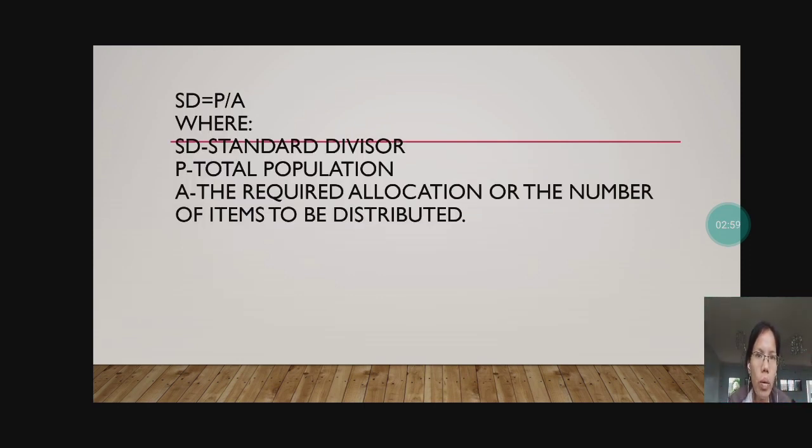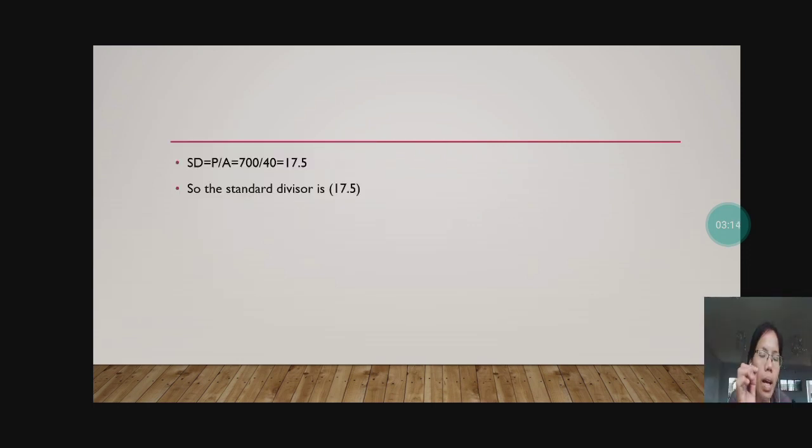Given the formula, SD equals P over A. SD means the standard divisor, which is what we will find. P stands for the total population, and A is the required allocation, the number of items to be distributed. So SD is equal to 700 over 40. The standard divisor that we will use in the table to find the teachers to allocate is 17.5.